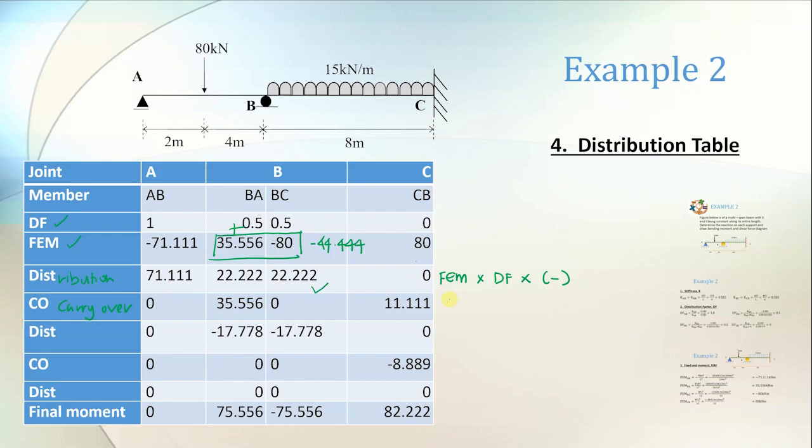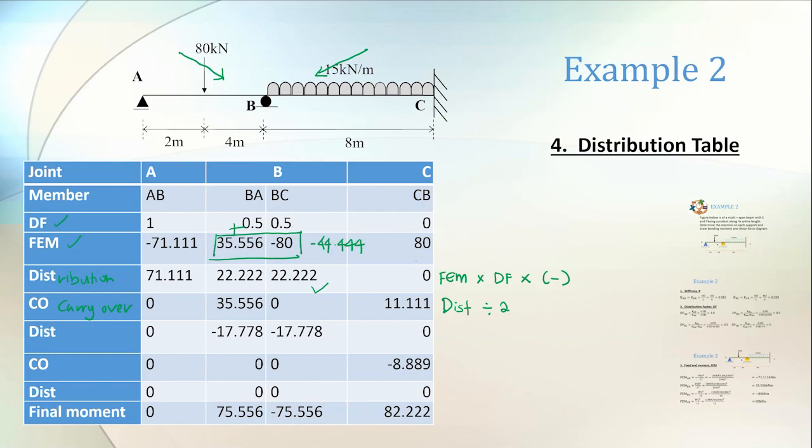For carryover, you just take the distribution value, divide by 2. But we must look at the support of the beam at the beams. At the point A, that is pin support. So when pin support, okay, doesn't matter. You boleh carry inside, you boleh carry inside. Tak kisah. Kalau carry inside any support outside, you can carry over inside.